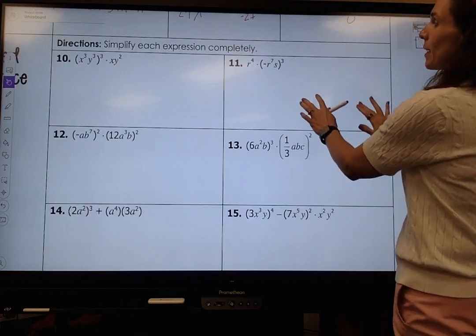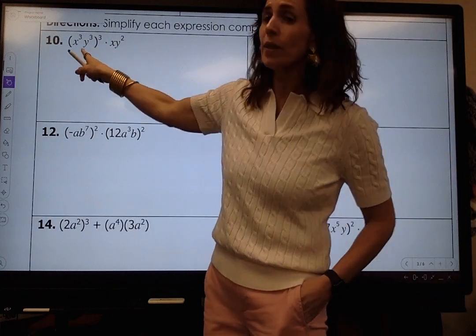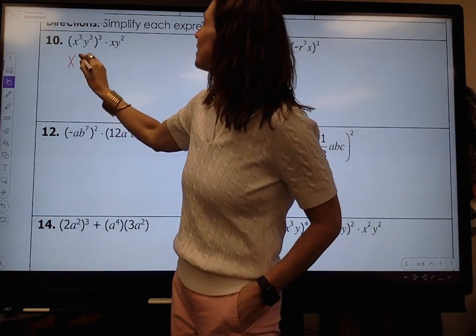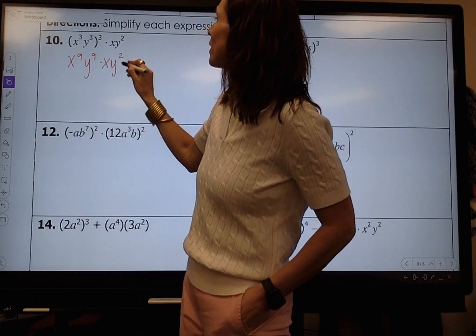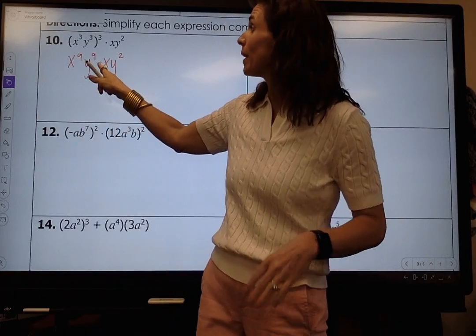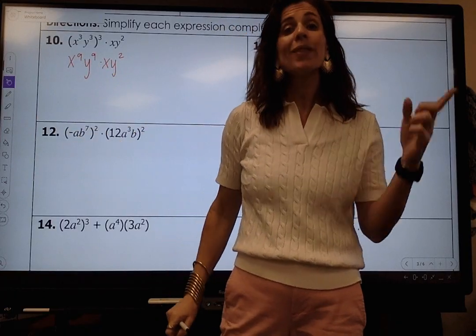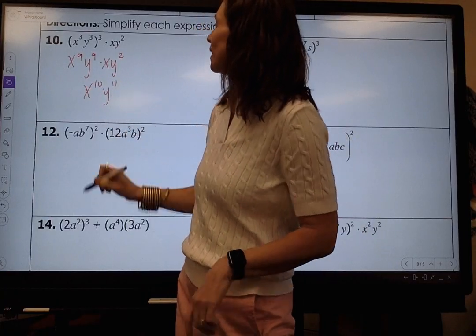Okay, let's do some of these guys. So now we're going to combine them. I'm going to do this first, and I get x to the 9th, y to the 9th, times xy squared. So here I had to multiply them. Now that I'm multiplying them, what do my exponents do? They add. So I get x to the 10th, y to the 11th.